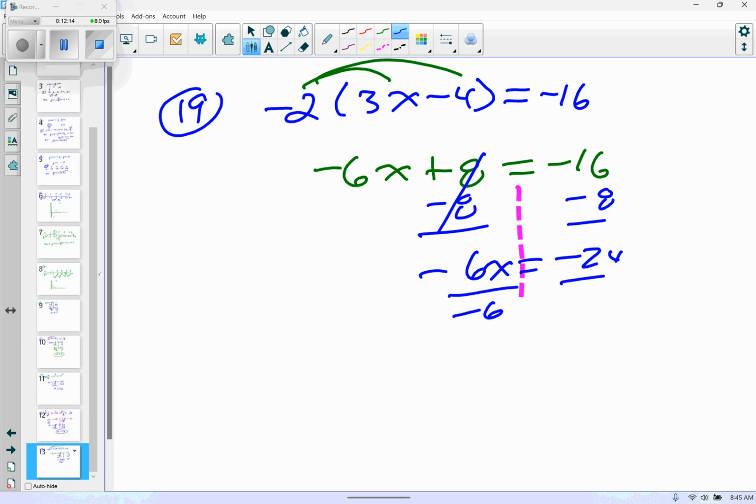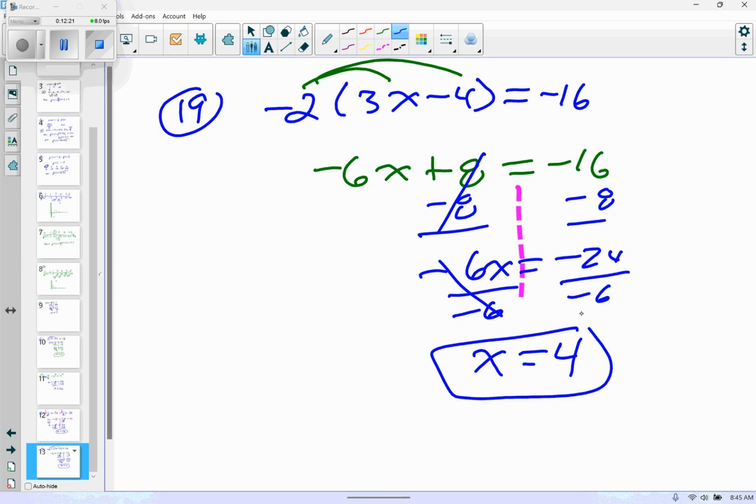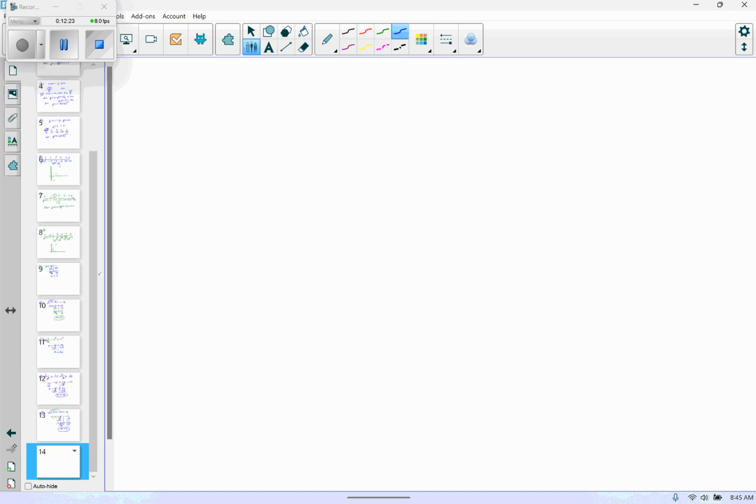Divide each side by negative 6. Negative over negative is going to be positive. So that comes out to positive 4. Notice the sign changed. And we also did not do number 21.